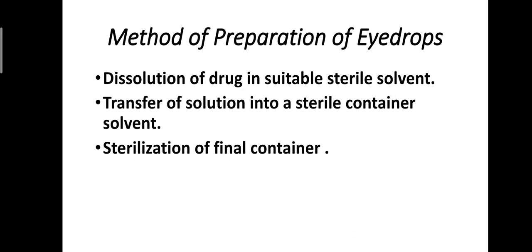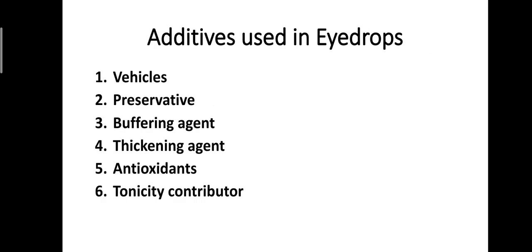Method of preparation of eye drops. These are the three methods of preparation of eye drops. First, dissolution of drug in suitable sterile solvent. Second, transfer of solution into a sterile container. Third, sterilization of the final container. These are the methods of preparation of eye drops.